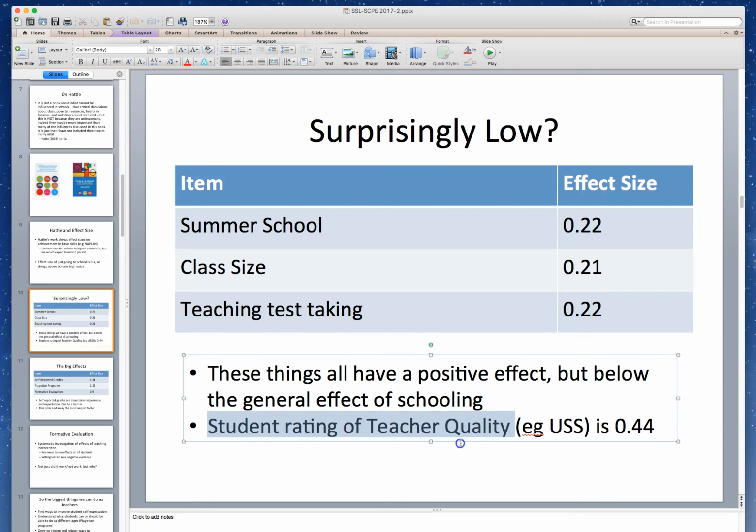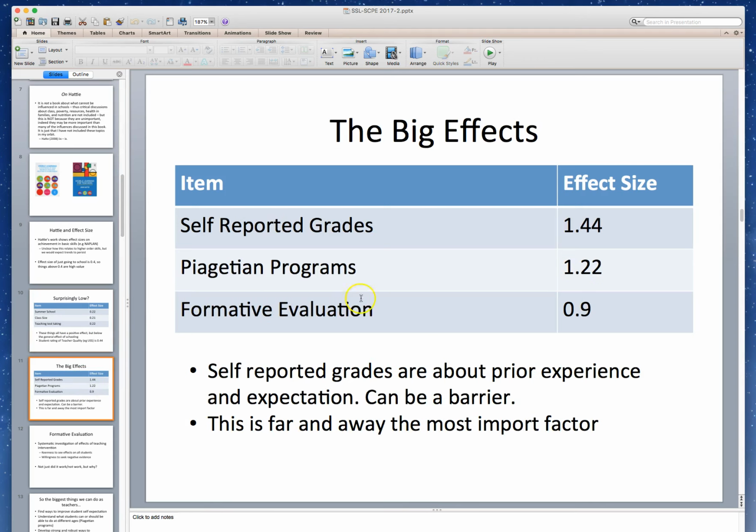Students rating teacher quality, so student feedback like your USS that we have here, is only just 0.44. That's no major effect on your learning. Things that make a massive effect though are self-reported grades. So that's when students assess themselves and their grades and how they think they're performing. When students talk, it's not just how they're learning, it's how they understand their learning and what they need to do to improve their learning.